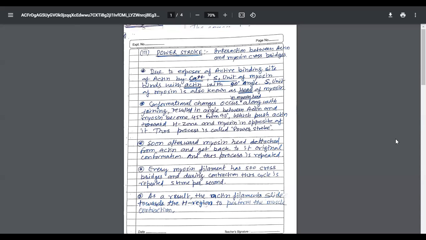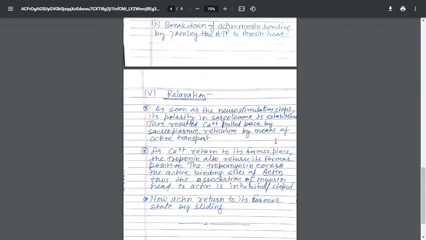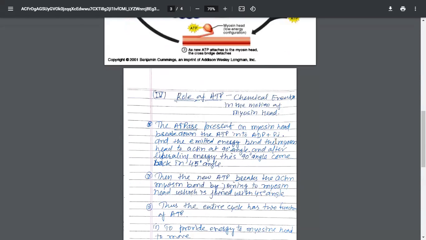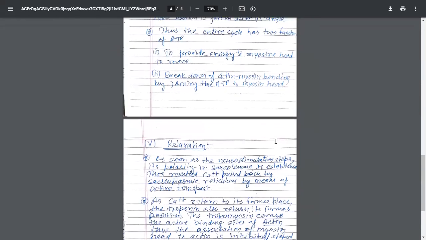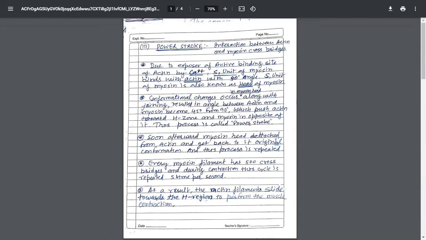In the previous lecture, we were discussing the sliding theory of muscle contraction. The first step of that is initiation. Second was the release of calcium. The remaining three steps are the third, power stroke, the fourth, role of ATP, and relaxation. We will discuss these in this lecture.